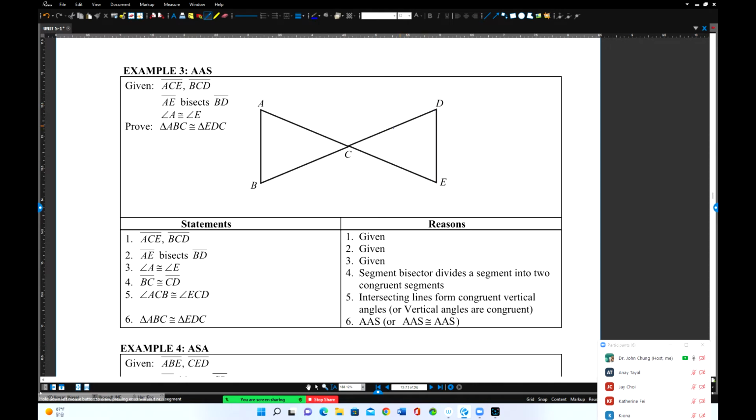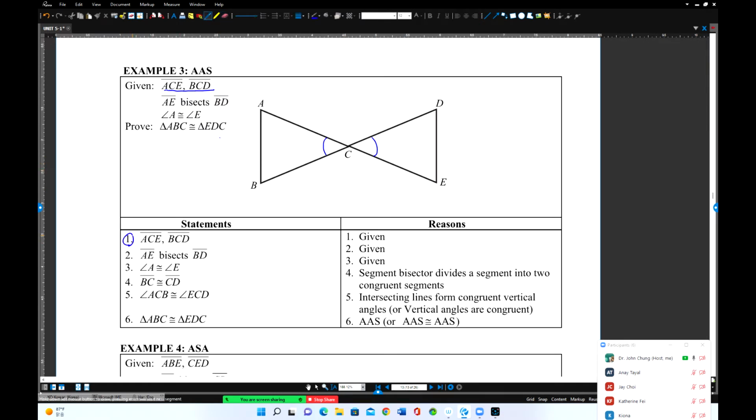AEC and BCD, they are straight lines. Because of these straight lines, we can say these two angles are vertical angles. They are congruent. Always, congruent angles start from these two straight lines. But if we build this one, that's not straight. They are not vertical angles. Only straight lines form what? Vertical angles. All right, that's why we need this one.